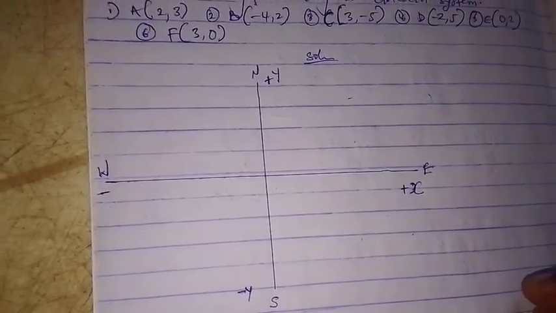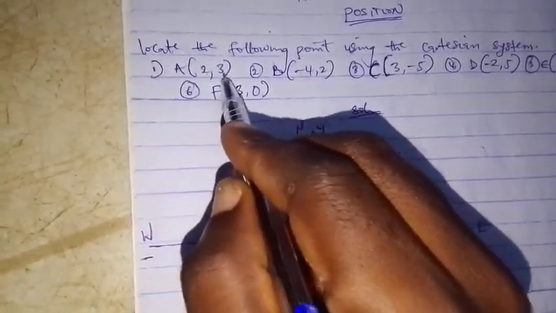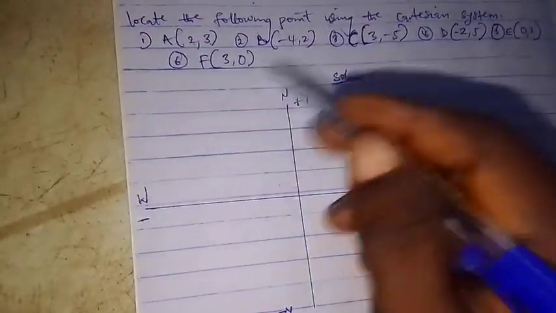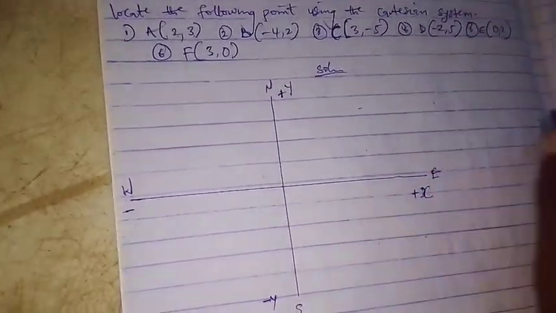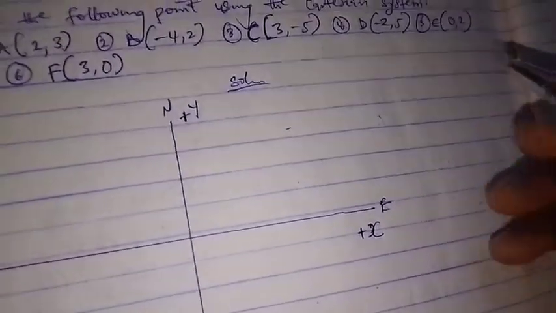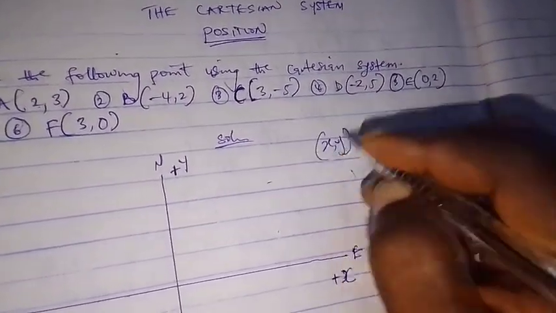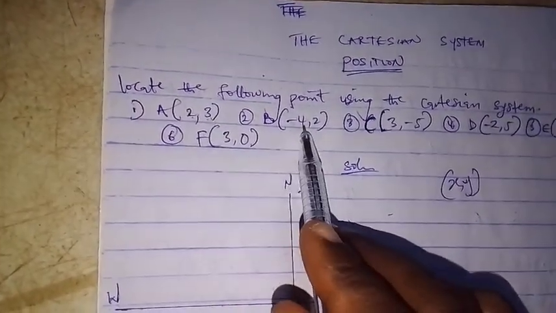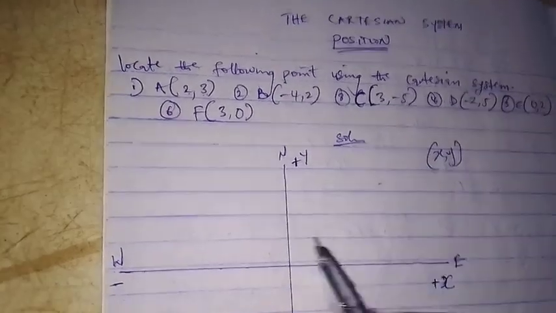All right, now look at this question. It says A is (2, 3). This is how we are going to give the position using the Cartesian system. We are going to put the position on this graph. To give the point, we use the pattern (x, y). That is to say, for (2, 3), 2 is x and 3 is y. For (-4, 2), -4 is x and 2 is y, and so on. Do you get it now? So that's how we are going to name it.